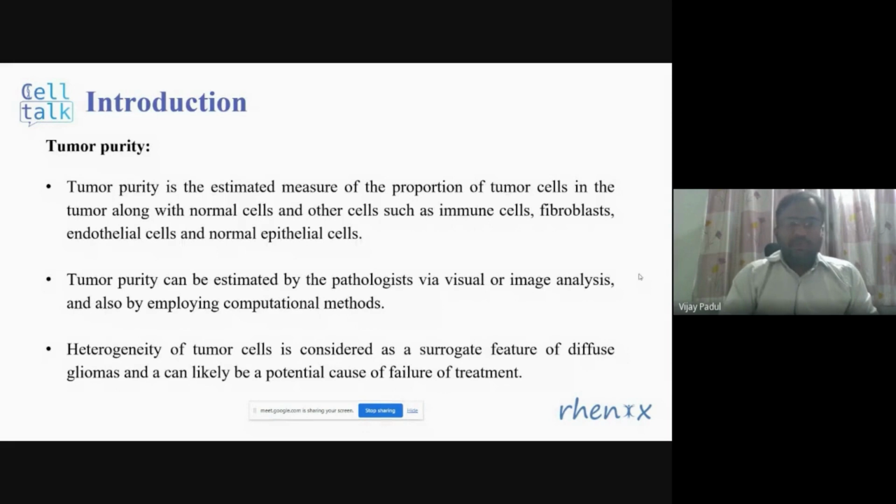In this research article, they have considered tumor purity, which is estimated as a measure of the proportion of tumor cells in the tumor along with normal cells. In a high purity tumor, the tumor cells will be uniformly distributed across the histological section studied under the microscope. If multiple different or morphologically different types of cells are observed, then that tumor is supposed to have low tumor purity.